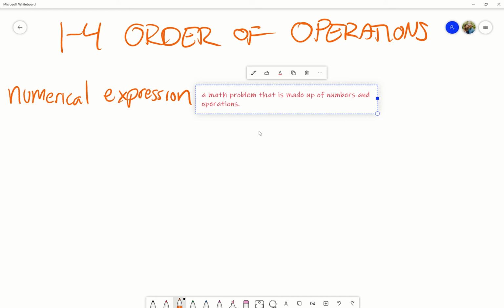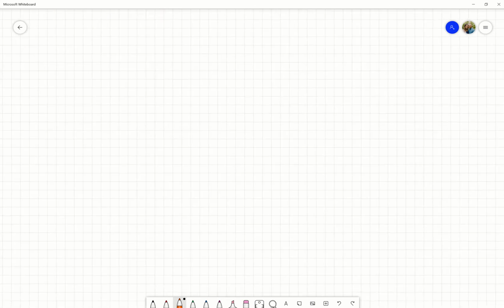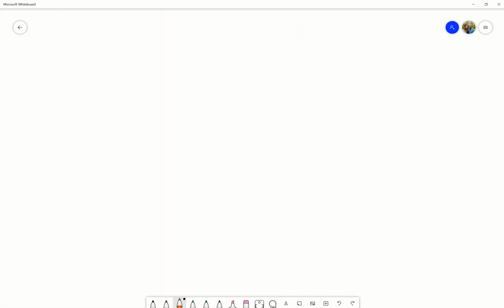We've talked about numbers. We know numbers. We've known numbers for a long time. We talked about operations earlier on in this chapter. We have our four main operations: add, subtract, multiply, and divide. And so this is just a math problem that is made up of numbers and operations. All right, so let's get into what is our order of operations.